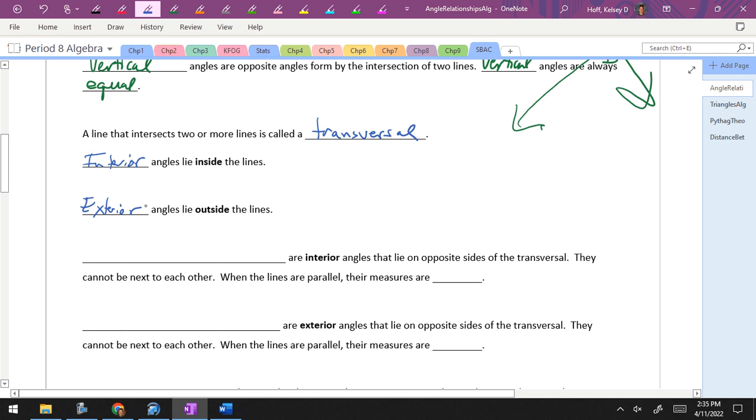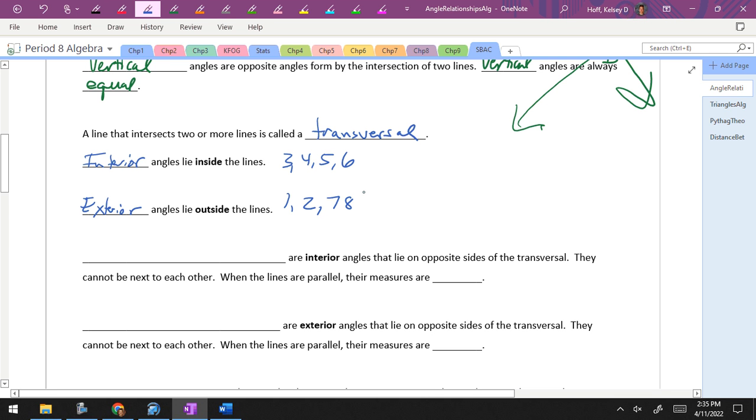Look down at your diagram. Let's list our interior, in between the 2 lines. What angles are in between the 2 lines? 3, 4, 5, and 6. Your exterior angles are 1, 2, 7, and 8. Truthfully, there's no relationship between them besides their being inside or outside. I just want you to be able to know the difference between interior and exterior.